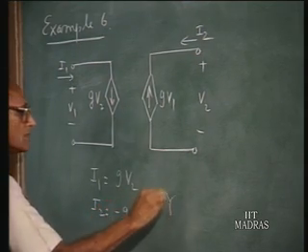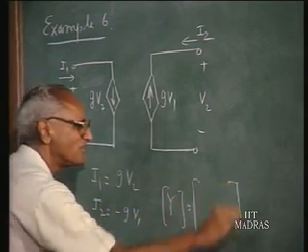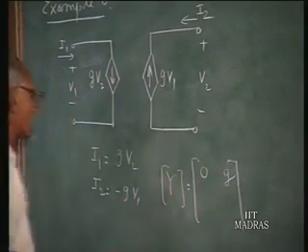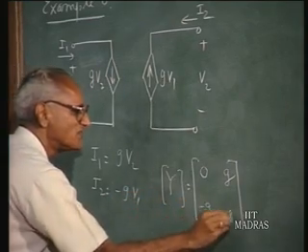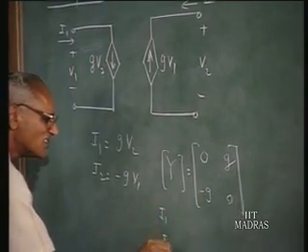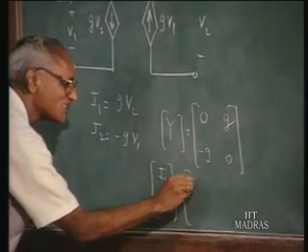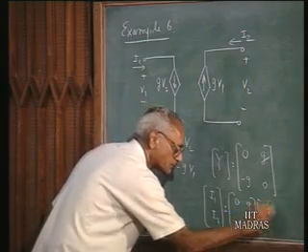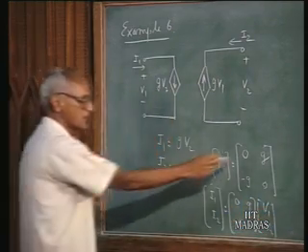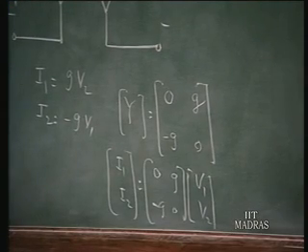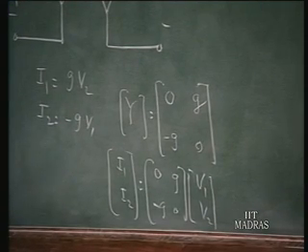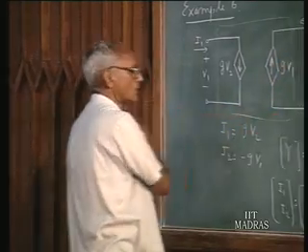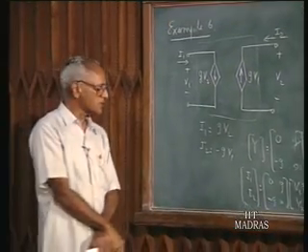Therefore, the Y matrix for this will be: I1 equals G times V2 and I2 equals minus G times V1. So that means I1, I2 are given by the matrix [0 G; minus G 0] multiplying V1 and V2. So you observe that the off diagonal elements of this Y matrix are not the same, that means this is not reciprocal. So when we have dependent sources in the two-port network, the reciprocity relationship may not be valid.